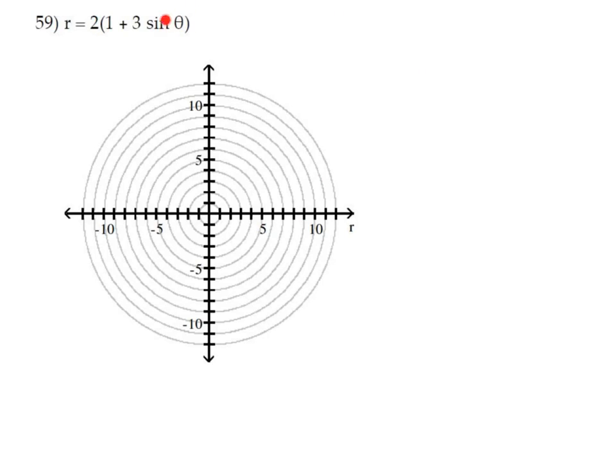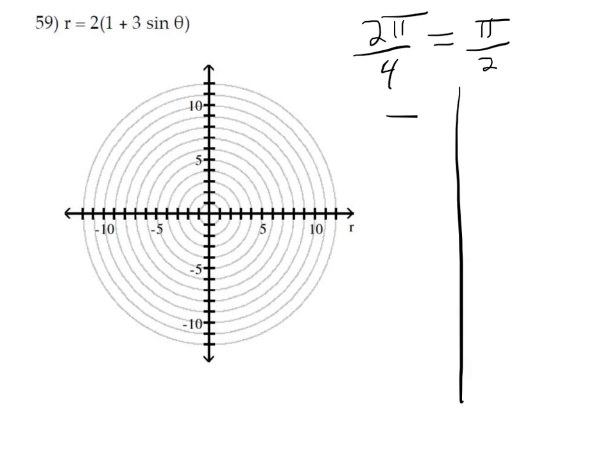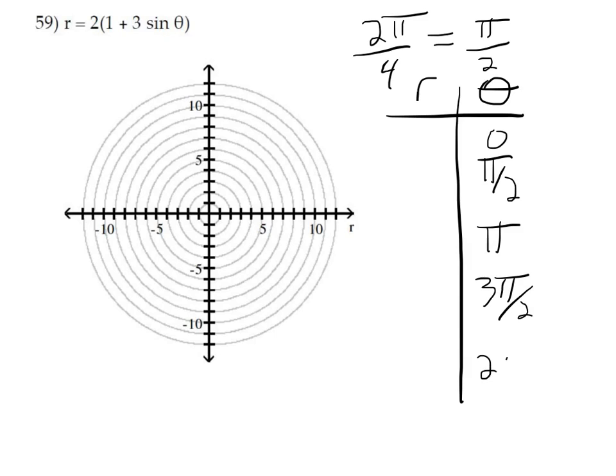So the first thing to do is to take the period of the sine wave, which in this case is 2 pi, and divide that into 4 equal parts. That gives us pi halves. This is our spacing for theta. So we're going to start at 0, and then we're going to go by pi halves. Pi halves, and then pi, and then 3 pi halves, and then 2 pi. If we need more information, we'll go in between, like pi fourths or pi thirds, pi sixths, etc.